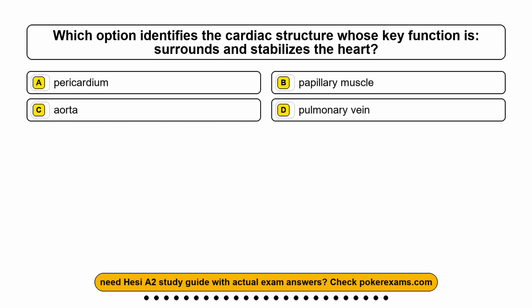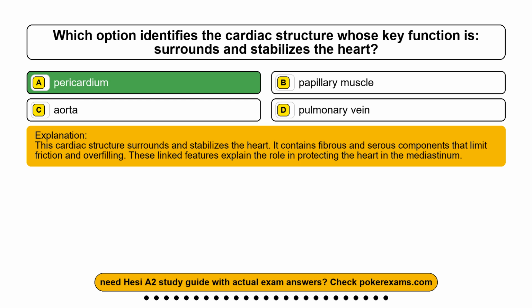Question 9. Which option identifies the cardiac structure whose key function is, surrounds and stabilizes the heart? Option A, pericardium. Option B, papillary muscle. Option C, aorta. Option D, pulmonary vein. The correct answer is option A, pericardium.